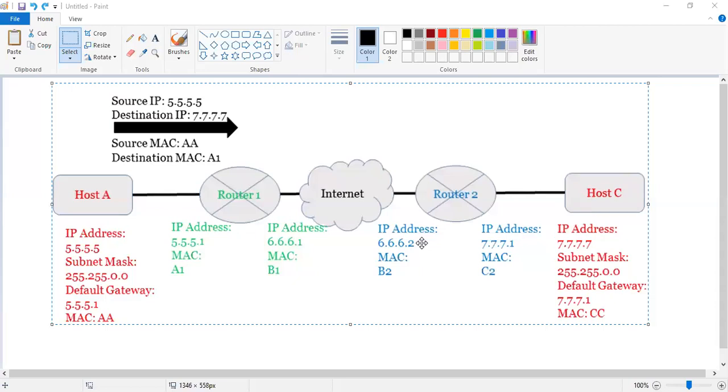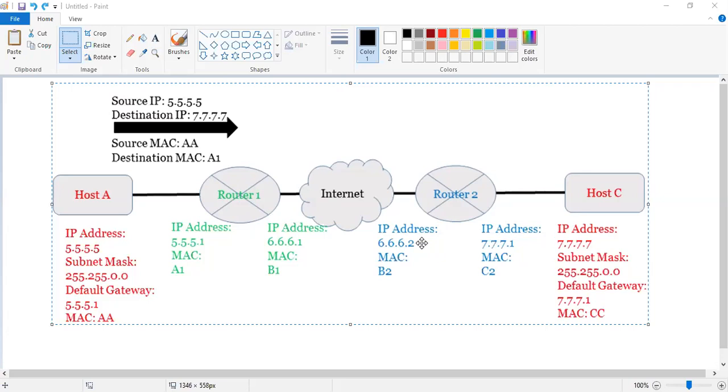Now, if you consolidate it, it looks something like this. You know the source IP address and the destination IP address. You know your source MAC, and this is your destination MAC, that is the next hop MAC. The information you're trying to send requires all these 4 fields. Now you are sending your information to the next hop, router 1, from host A to router 1. Router 1 received the data with all this information.